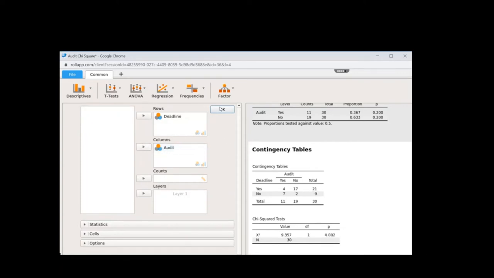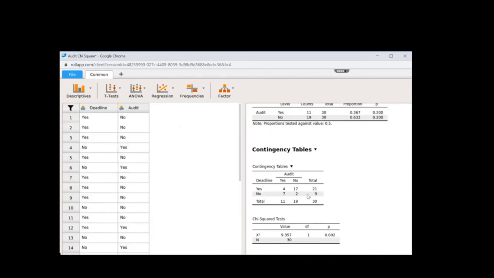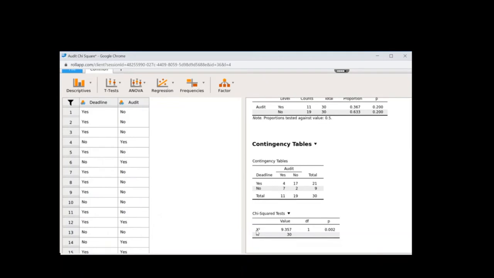Right off the bat, I can rerun that if I need the expected values, but I can see there is a significant predictive relationship. The chi-square is 9.357, and my degrees of freedom is 1 because there are 2 conditions. So 2 conditions minus 1 would be 1, and my p-value is less than 0.05. What this means is when people said yes, they turned their taxes in on time, 4 of them were audited and 17 were not audited. Whereas if they turned their taxes in late, seven of them were audited and 2 of them were not audited.